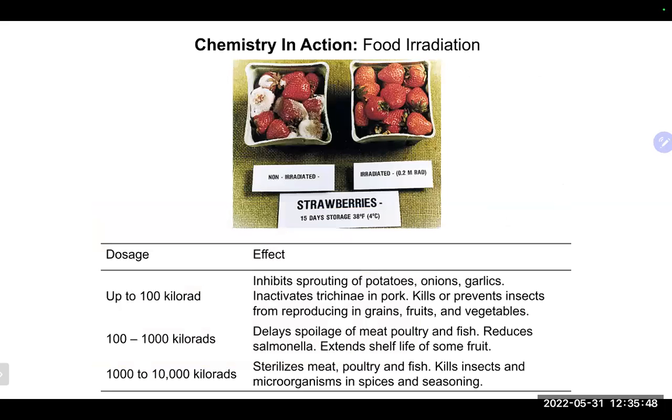Any questions on that? That's strawberries. Lovely. Any questions on any of that there? All right, that wraps up chapter 21.